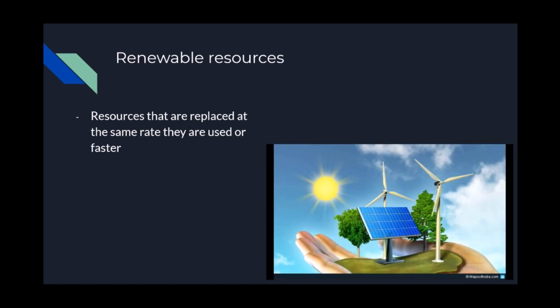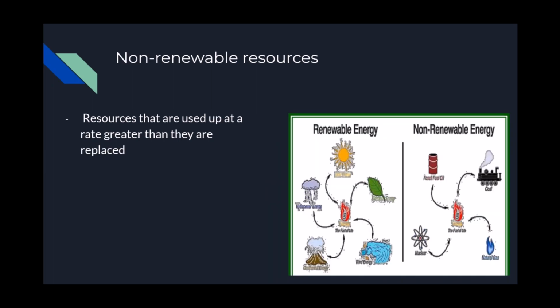Renewable resources are resources that are replaced at the same rate they are used, or faster. So an example might be if you've got trees in a forest and you cut some down, but more of them are able to grow than you were able to cut down. That would make it a renewable resource. Non-renewable resources are those that are used up at a rate greater than they are replaced. So again, if we had those trees in the forest and we were cutting them down at a greater rate than they could grow back, that would make them a non-renewable resource.